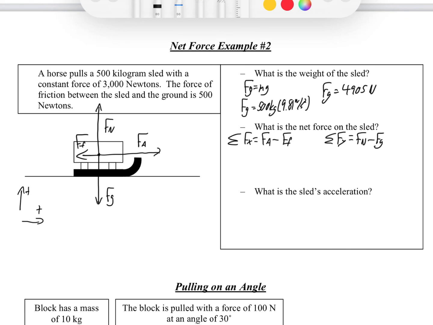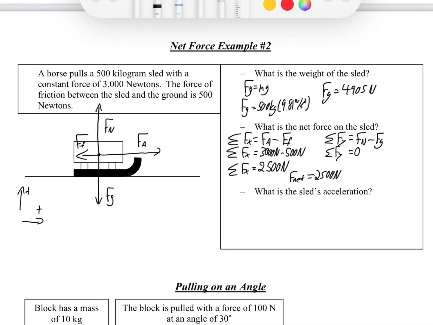Now, when we add everything up in the y direction, since it's not going up or down, we'll find that the sum of the forces in the y direction will be 0. And in the x direction, the sum of the forces, we can plug in our values. So there are 3,000 newtons being applied and a frictional force of 500 newtons resisting it, which then makes our sum of the forces in the x direction be 2,500 newtons. And since it's all in the x direction, our net force is going to be equal to everything in the x direction, which is 2,500 newtons.